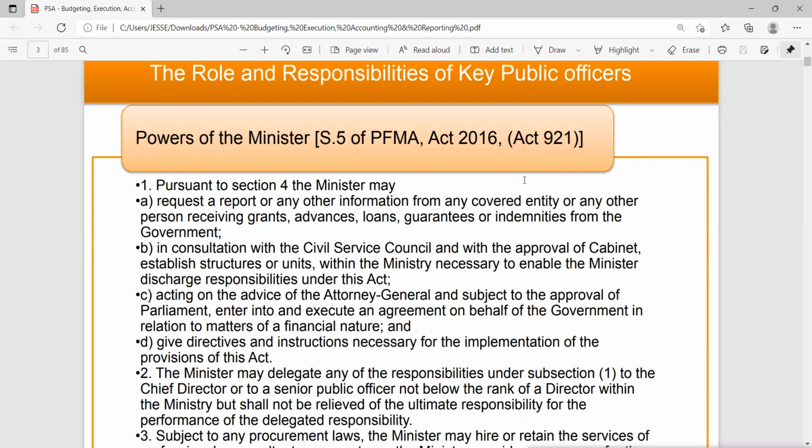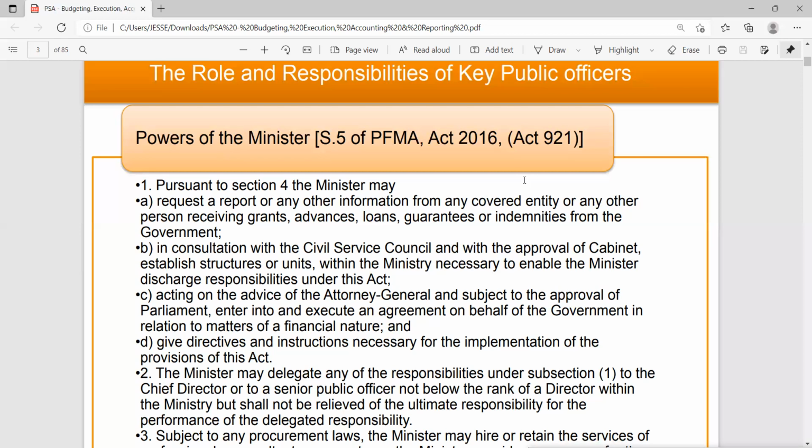B, in consultation with the Civil Service Council and with the approval of cabinet, establish structures or units within the ministry necessary to enable the minister discharge responsibilities. So this is basically talking about the establishment of structures and units, because it's these structures and units that are going to aid or facilitate the minister's work. And the minister does not do this alone. He or she does this with the Civil Service Council and cabinet approval. So the establishment of structures and units, very, very important within the ministry, right?